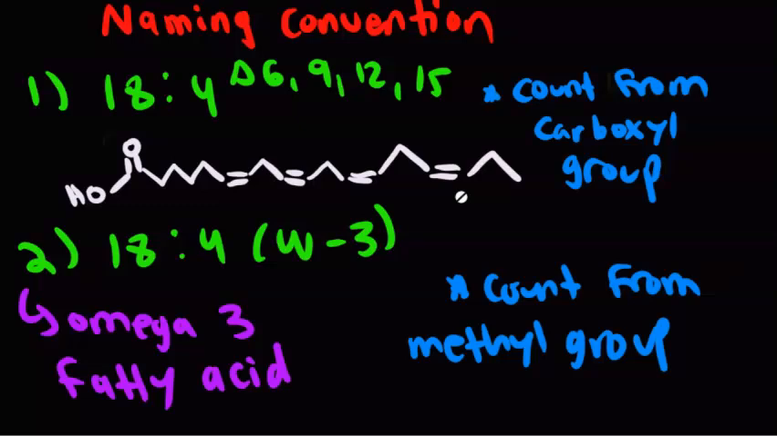Again, we have saturated fatty acid with the maximum number of hydrogen atoms, only single bonds, no double bonds, and unsaturated fatty acid with double bonds. They can either be monounsaturated, one double bond, or polyunsaturated, many double bonds. Naturally derived fatty acids are cis, meaning the H's are on the same side of the double bond. And then there are naming conventions. You can either count from the carboxyl group in the delta method or from the methyl group in the omega method.